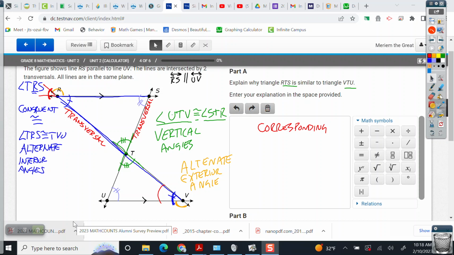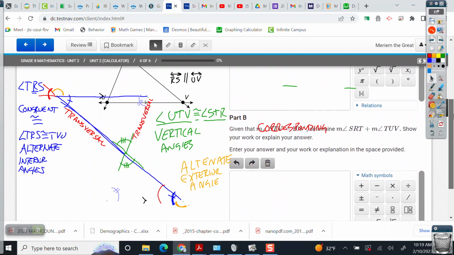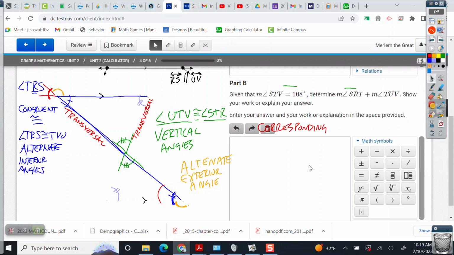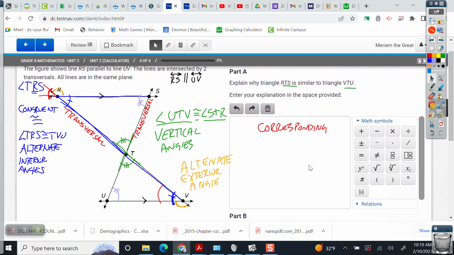All right, so I'm back, empty classroom. Let's finish part B. So looking at part B, I'll scroll down here. It says, given the angle measurement STV is equal to 180 degrees, determine the sum of measure of angle SRT and the measure of angle TUV. Show your work or explain your answer in this blank provided. All right, so I'm going to go back up here, and I'm going to pretend that this blank right here, well, I'm going to do this mostly verbally, but I'll explain step by step what you need to have.